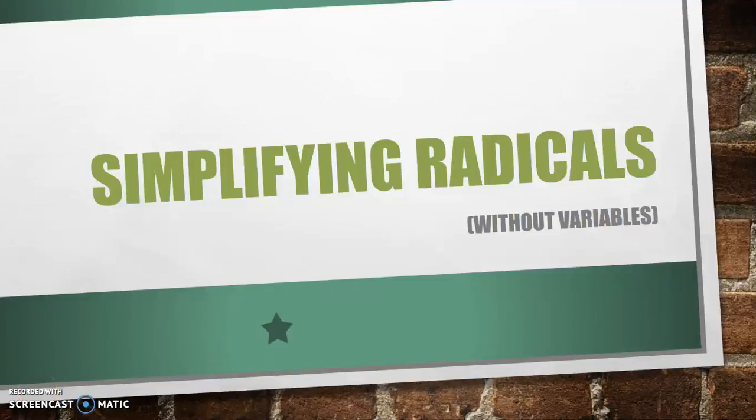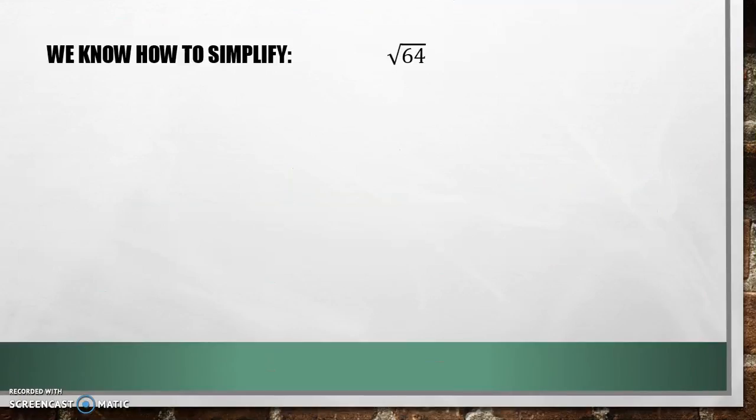Today we're going to simplify radicals without variables. We know how to simplify the square root of 64. It's just 8. And the square root of 36, it's just 6. And the square root of 144 is just 12.